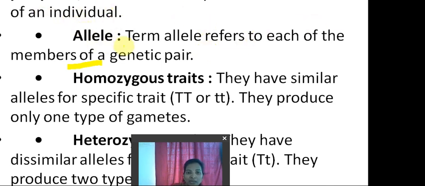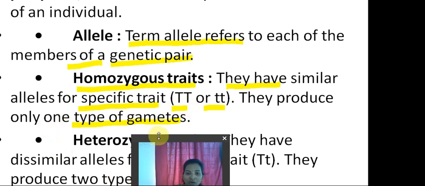Then what is an allele? The term allele refers to each of the members of a genetic pair. Genetic pair means, as you see, the characters which are expressing continuously. Next, homozygous traits. They have the similar allele for a specific trait, that is capital T, capital T. Homozygous means the same characteristic is present. They produce only one type of gamete, right?